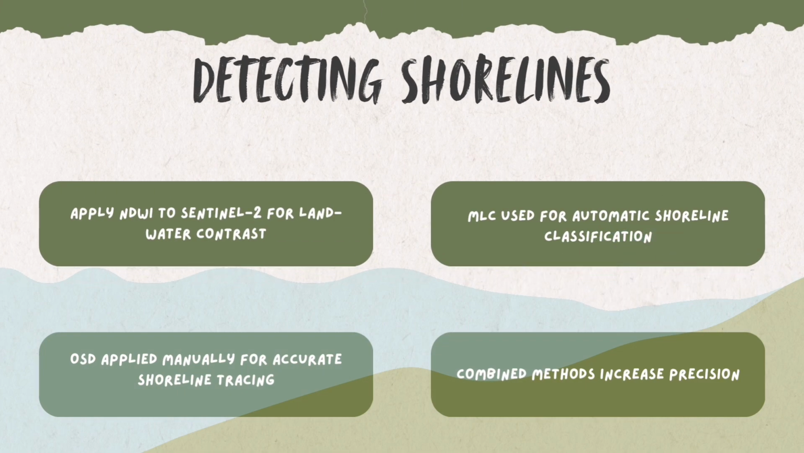Detecting shorelines. To extract the shoreline, we applied NDWI to the Sentinel-2 image to enhance the boundary between land and water. Then, we used maximum likelihood classification to automatically classify pixels. On-screen digitizing was used to manually verify and improve shoreline edges, ensuring greater accuracy.